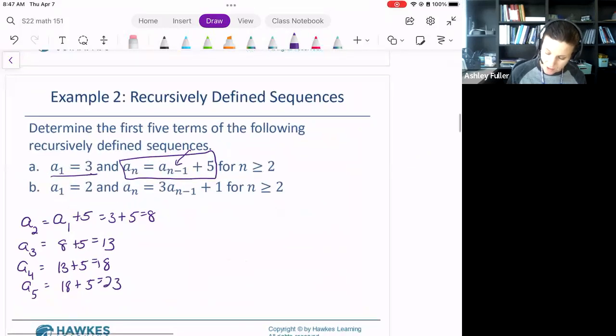If you do the recursive formula for part B here, I'm going to list those terms for you and let you try them. The first 5 terms are going to be 2, 7, 22, 67, and 202.